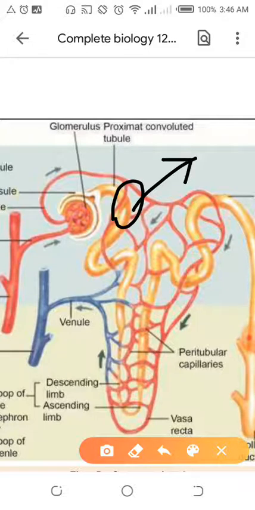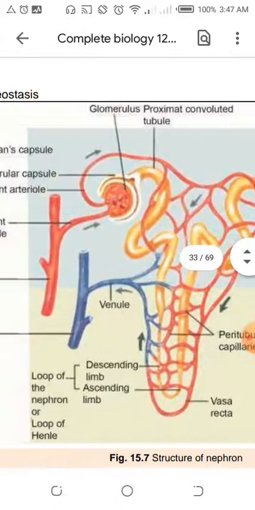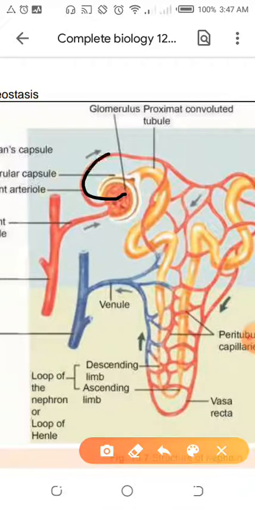The nephron has an issue. What is the issue? The nephron needs to absorb the digested food from here into the peritubular capillaries. I will tell you where the peritubular capillaries are. Yes, of course, the efferent arteriole. This is the efferent arteriole, after the glomerulus.